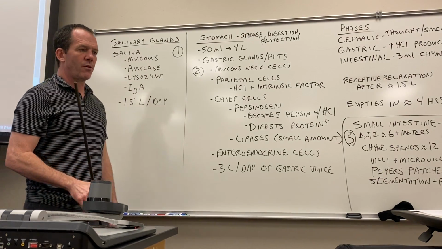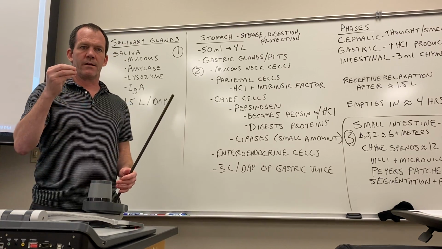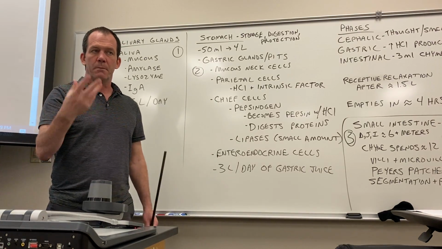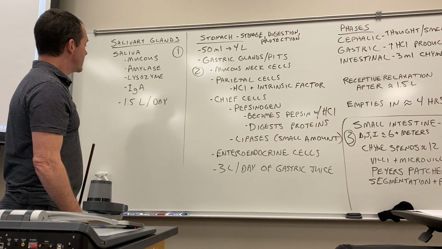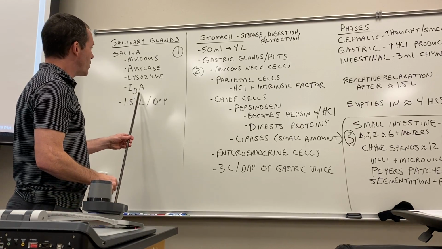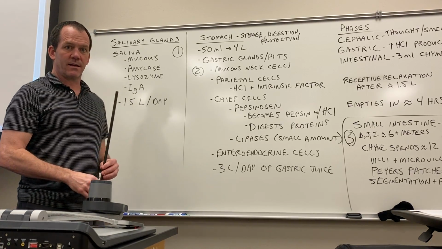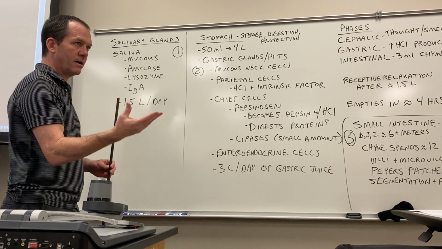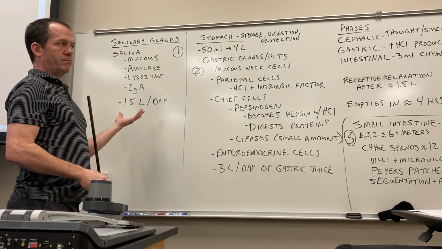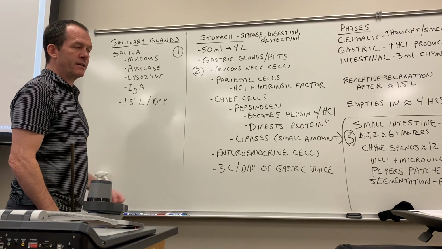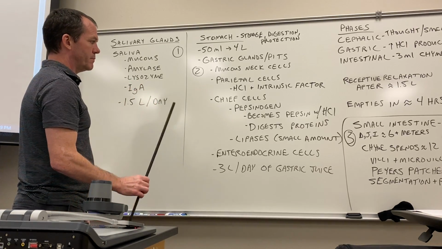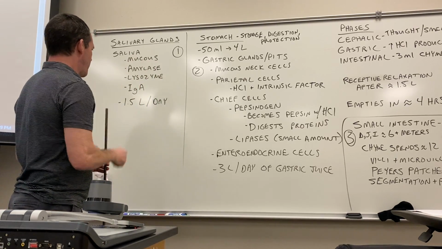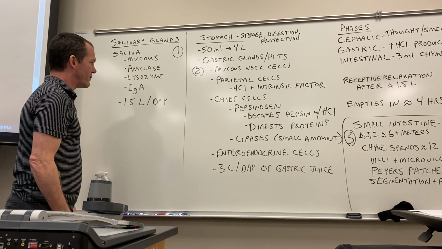Lysozyme, you may have heard this one before. That's an enzyme that kills bacteria, so you've got a protective function to the saliva as well. Immunoglobulin A, so that's antibody A, that class A antibody. It's going to be able to recognize and identify specific pathogens, and you make about 1.5 liters a day.